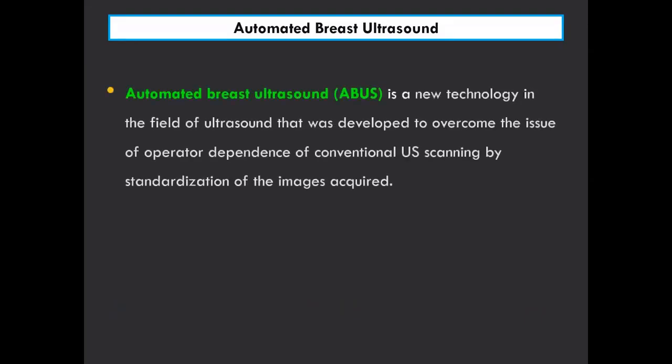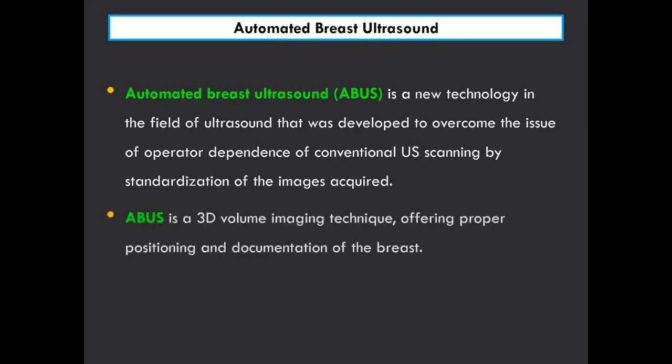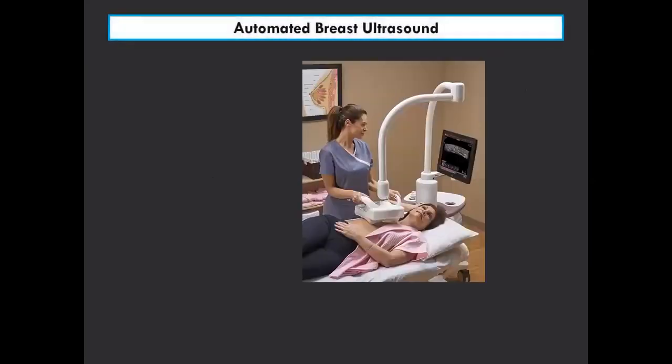The third modality that we are going to see examples of today is the automated breast ultrasound. Automated breast ultrasound, which is known as ABUS, is a new technology in the field of ultrasound that has developed to overcome the issue of operator dependence of conventional ultrasound scanning by standardization of the images acquired. ABUS is a 3D volume imaging technique offering proper positioning and documentation of the breast.